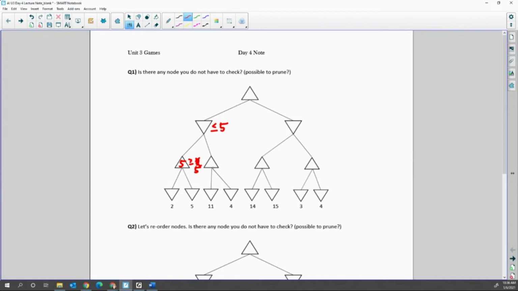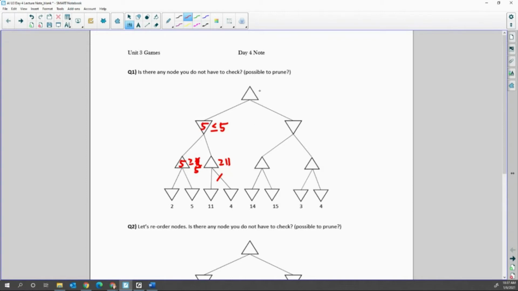So this max node, when it visits 11, it knows this max node's value is greater than or equal to 11. But the upper level min node is guaranteed less than or equal to 5, which means you don't really have to look at more of these max node successors, because it guarantees 11 or higher. That means it's unnecessary work to search more. So you don't have to look at the 4. Now the whole left subtree is evaluated and will return 5 as the min value.